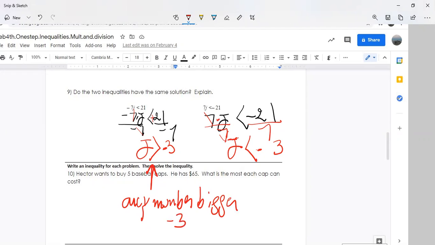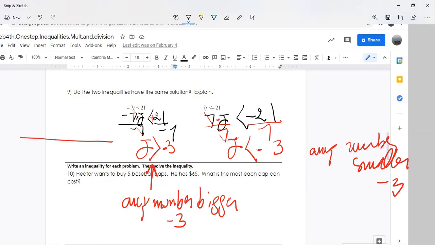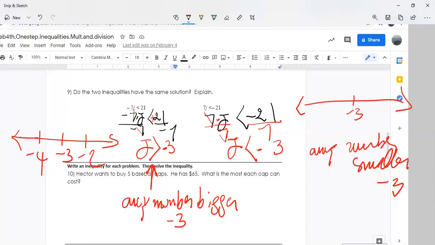Okay? Here is the opposite. Say any number smaller than negative 3. So the solutions are different. If you graph the solution for each one, you have negative 3 here. We have negative 4, negative 2. And this one, negative 3, negative 4, negative 2.